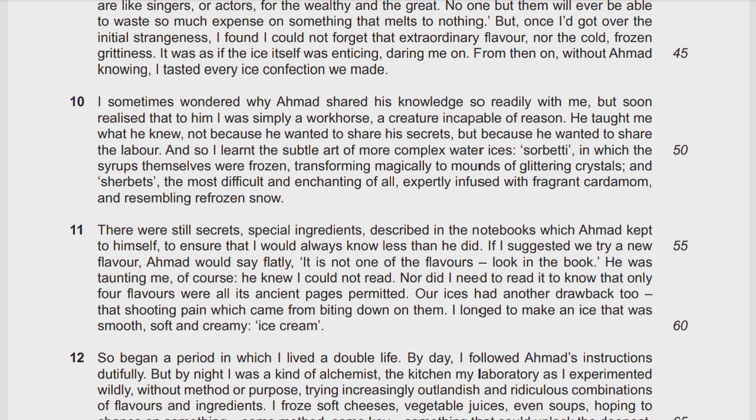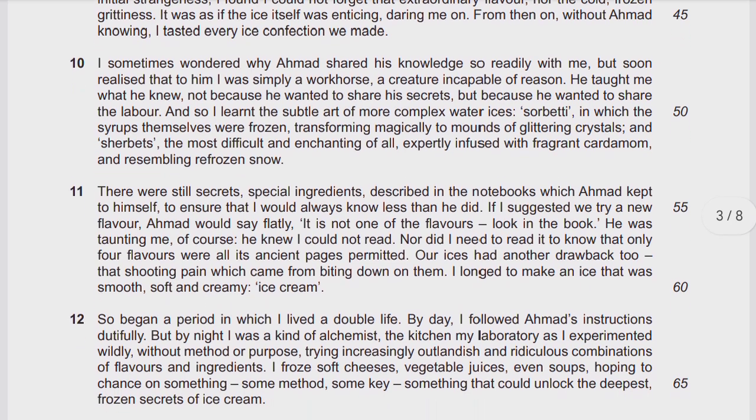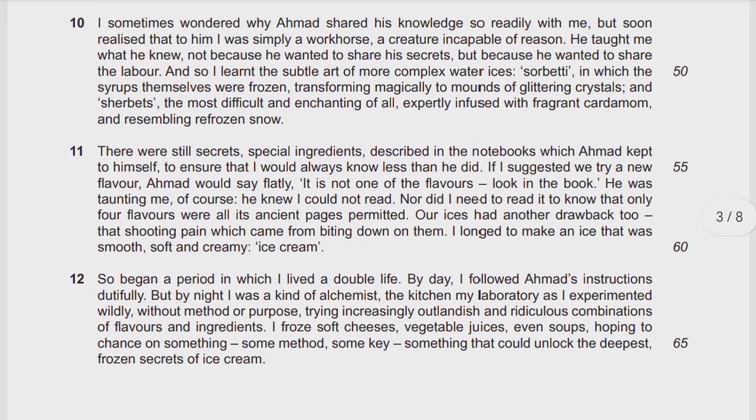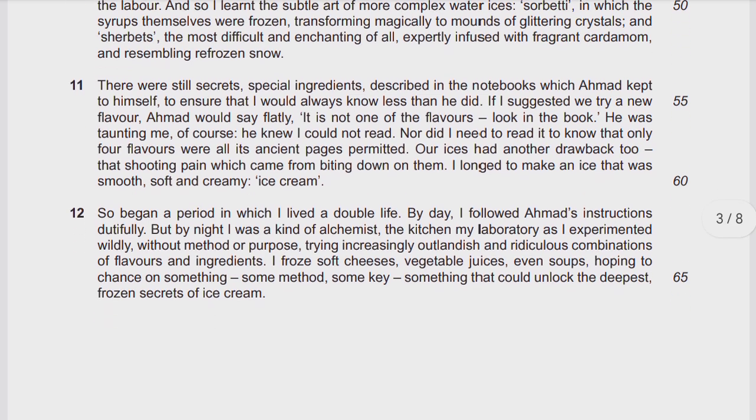I sometimes wondered why Ahmed shared his knowledge so readily with me, but soon realized that to him I was simply a workhorse, a creature incapable of reason. He taught me what he knew, not because he wanted to share his secrets, but because he wanted to share the labor. And so I learned the subtle art of more complex water ices, sorbeti, in which the syrups themselves were frozen, transforming magically to mounds of glittering crystals, and sherbets, the most difficult and enchanting of all, expertly infused with fragrant cardamom and resembling refrozen snow.